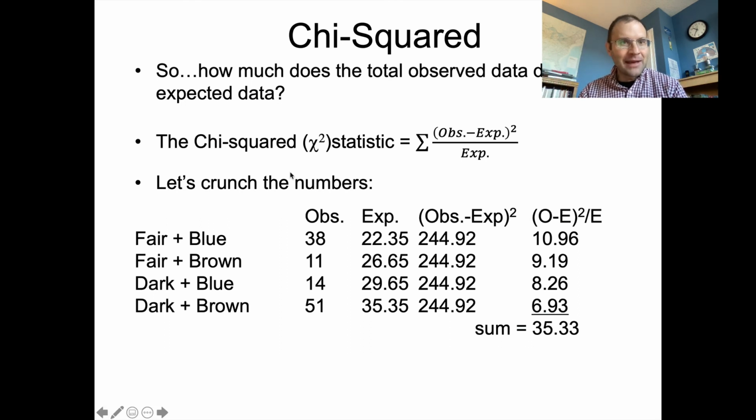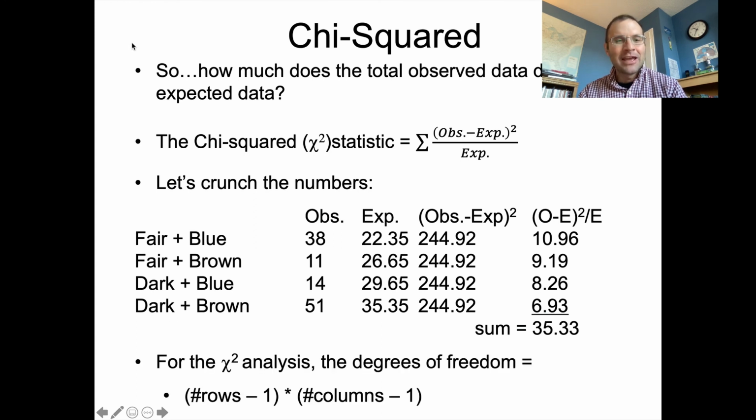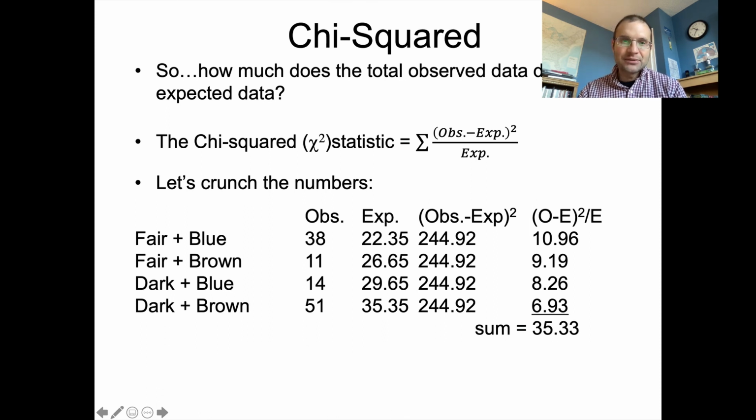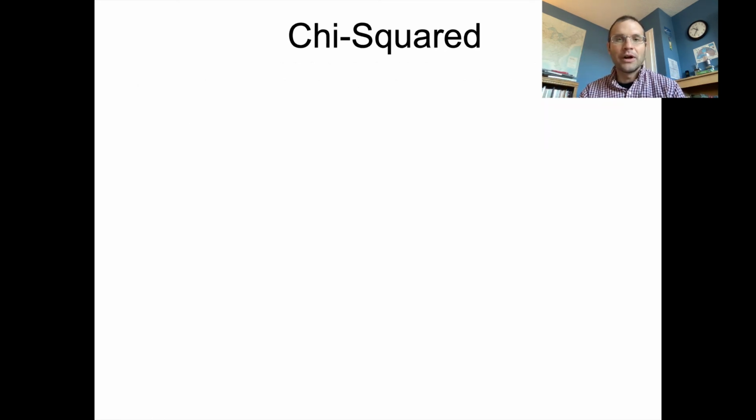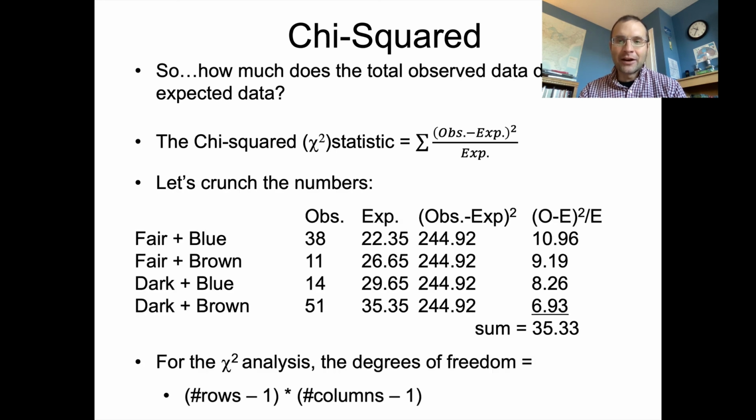Whoop-de-doo, you say, what does that mean? Well, we can actually ask R to figure out what it means for us. But before we do, we should take a moment and recognize that for the chi-squared analysis, the degrees of freedom are going to be equal to the number of rows in your table minus 1 times the number of columns in your table minus 1. And in this case, we have a 2 by 2 table, right? So like this. So 2 rows and 2 columns, 2 minus 1 times 2 minus 1 equals 1. We only have 1 degree of freedom here. And our chi-squared statistic is 35.33. So we should go figure out a p-value for this chi-squared statistic.